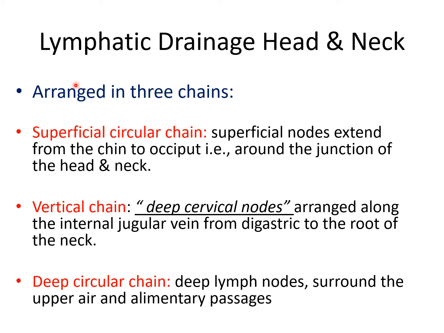The lymph nodes in the head and neck region are arranged in three chains. First is the superficial circular chain, which is a group of superficial nodes which extend from the chin to the occiput, that is around the junction of the head and neck. Then you have a vertical chain, which is often referred to as deep cervical lymph nodes, which are arranged along the internal jugular vein from the digastric muscle to the root of the neck. And finally, there is a deep circular chain which includes groups of lymph nodes which surround the upper airways and the alimentary passages.